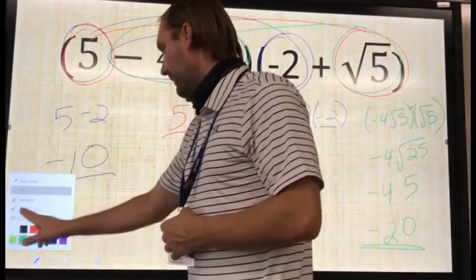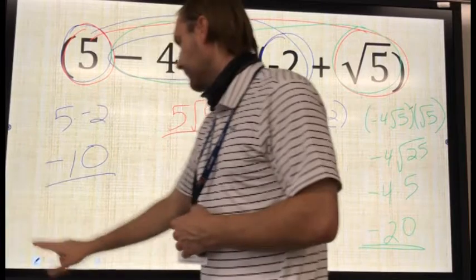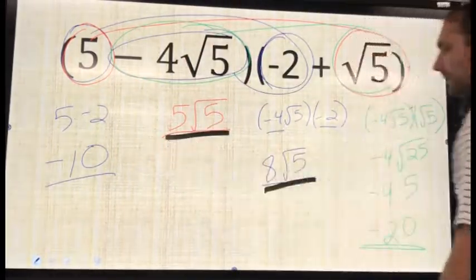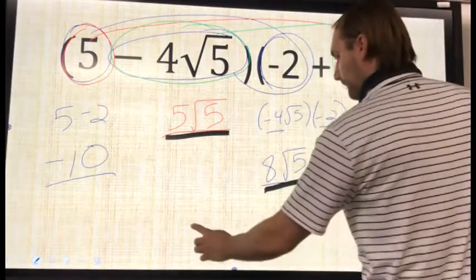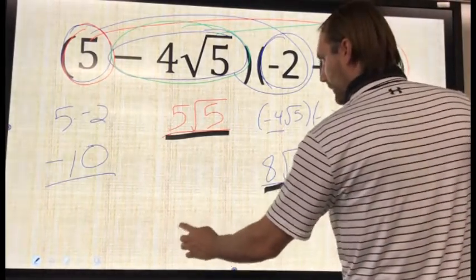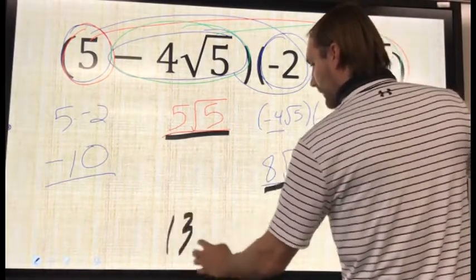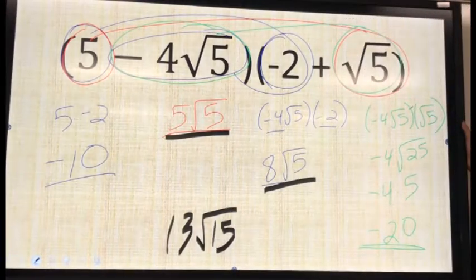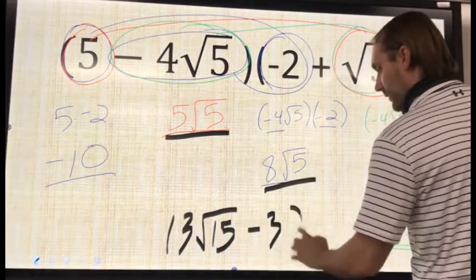Now I just need to combine my like terms. Can I add my square roots of 5s together? Yes. Yes, and I get what? 13 square root of 5. And what about my numbers? Negative 10 and then negative 20. Negative 30.